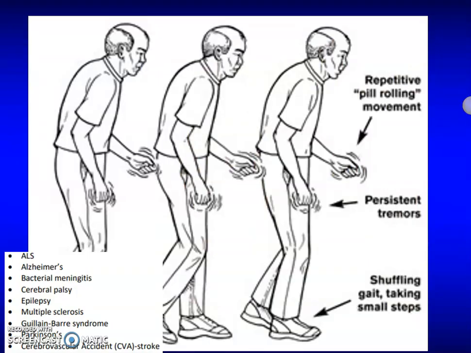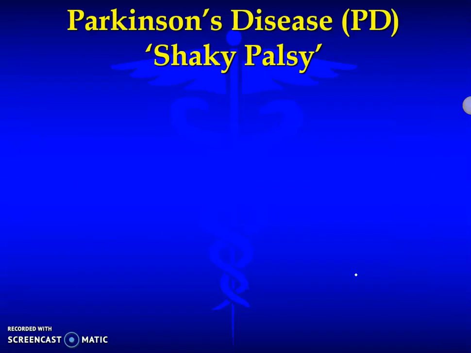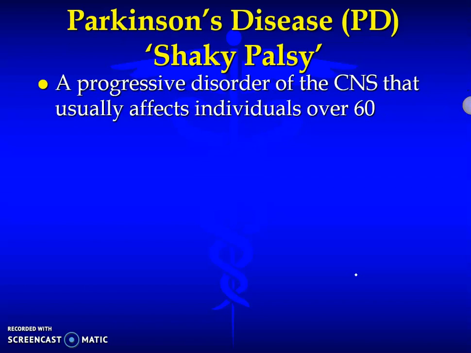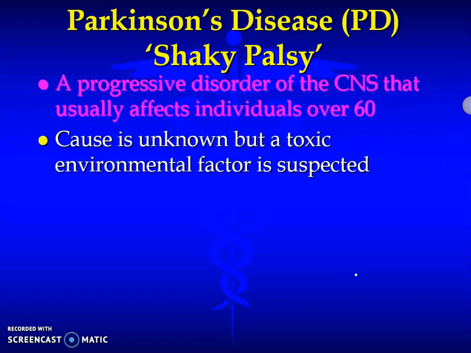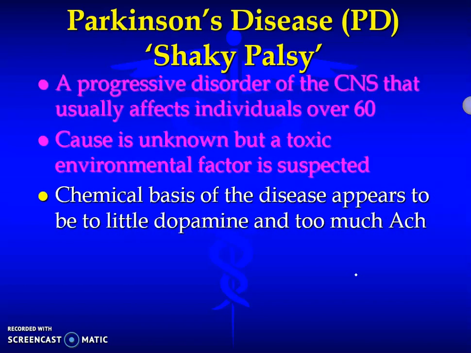Okay, next one. We have rolling movements, different kinds of movements there. We have shaking. We have a gait, which just explains a walk. Persistent tremors. This one right here is Parkinson's disease. Now, when we look at Parkinson's disease, it's a progressive disorder, but I want you to know this right here. It's all about chemicals for Parkinson's disease, and it has to do a lot with these guys.